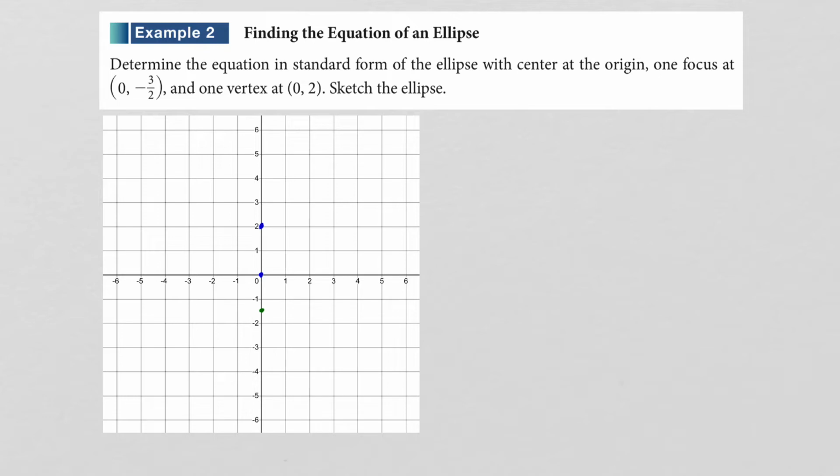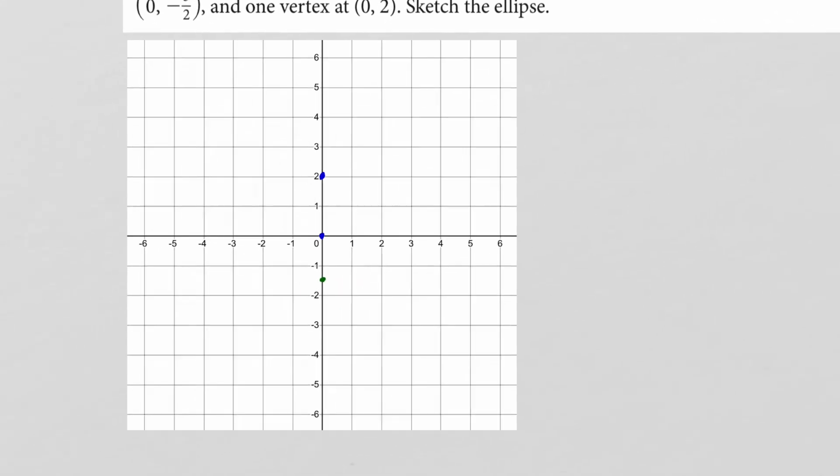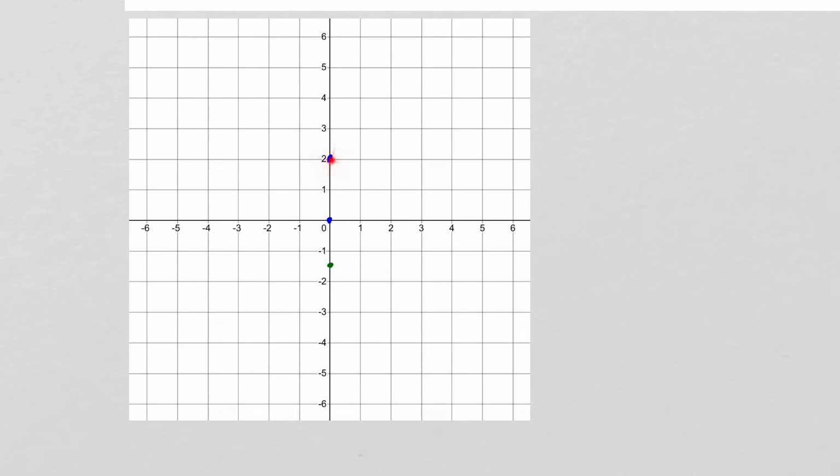And now we want to find the equation of the ellipse. Well, here's the thing. If this vertex is 2 units above the center, then there will be another vertex 2 units below the center. That will be right here. So we'll call this vertex 2, vertex 1. And if this focus is 1.5 units below the center, the other one will be 1.5 units above. And so this is the coordinates of the other focus. I'll call that F1 and F2.